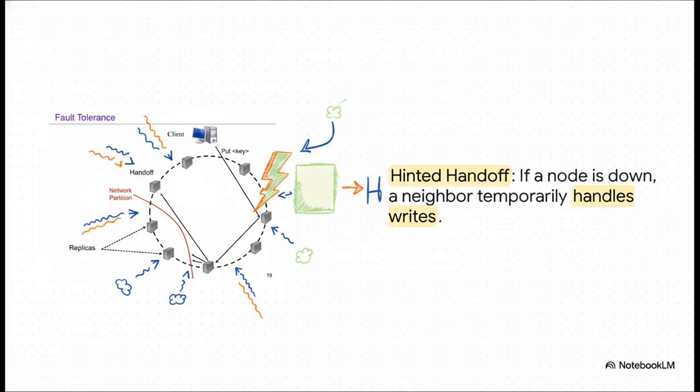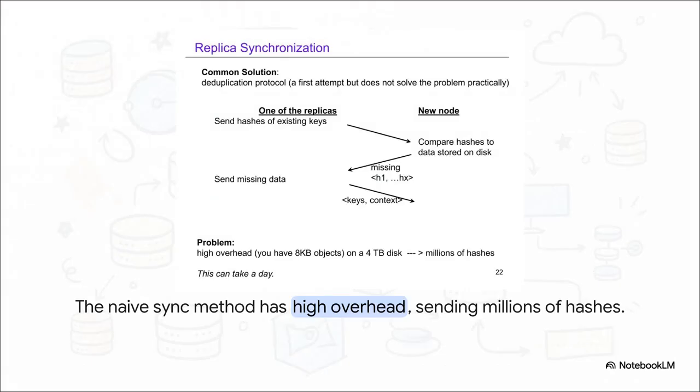It holds onto that data with a little note, a hint, that basically says, "Hey, this actually belongs to our missing friend over there." Then as soon as the original node comes back online, this temporary guardian hands off all the writes it was holding. It's a fantastic way to make sure no writes ever get lost, even when a server's down. But there's an even bigger, more persistent problem just keeping all the replicas in sync over the long haul. Tiny differences can creep in.